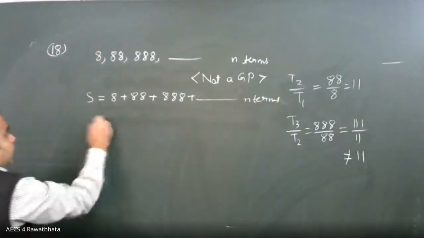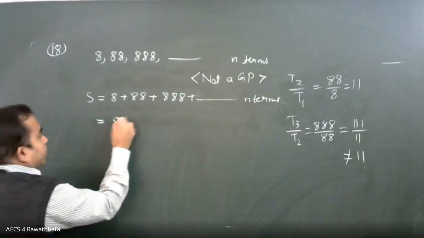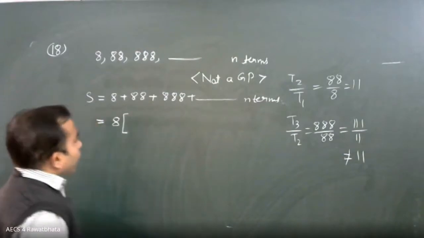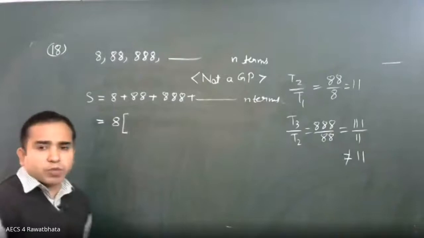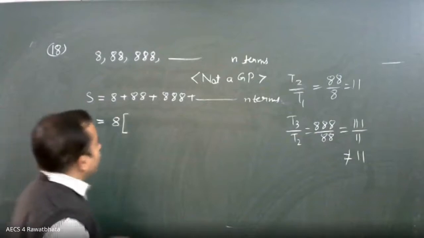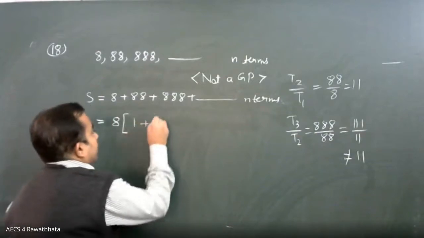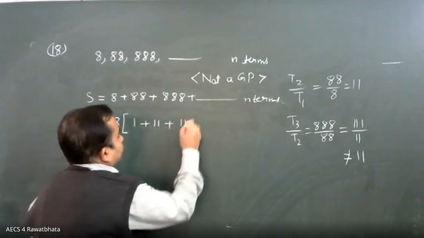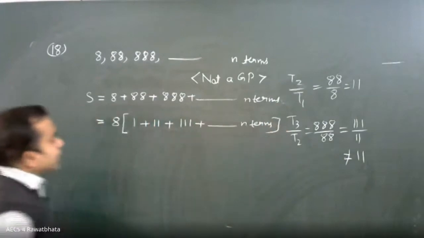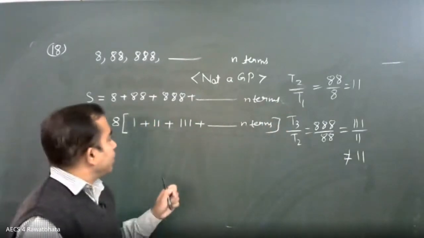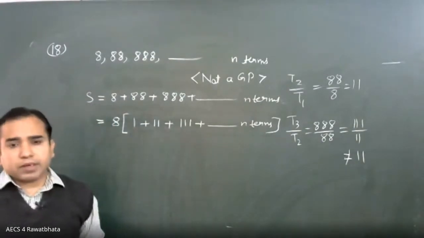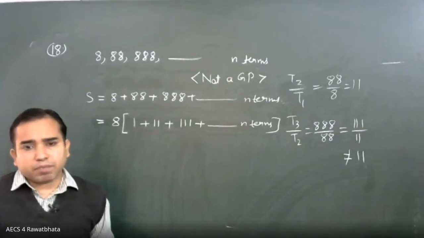And 8 can be taken common. What is the overall planning? Overall planning is that we will write these things in terms of 10 or 100 or 1000, like that. So 8, let us see how it will be done. 8 I'm going to take common, and in the bracket I'll have 1 plus 11 plus 111 plus etc. N terms. Now if I write 10 plus 1, 100 plus 11, 1000 plus 111, that also 1, 11, 111, that doesn't make any proper sequence.